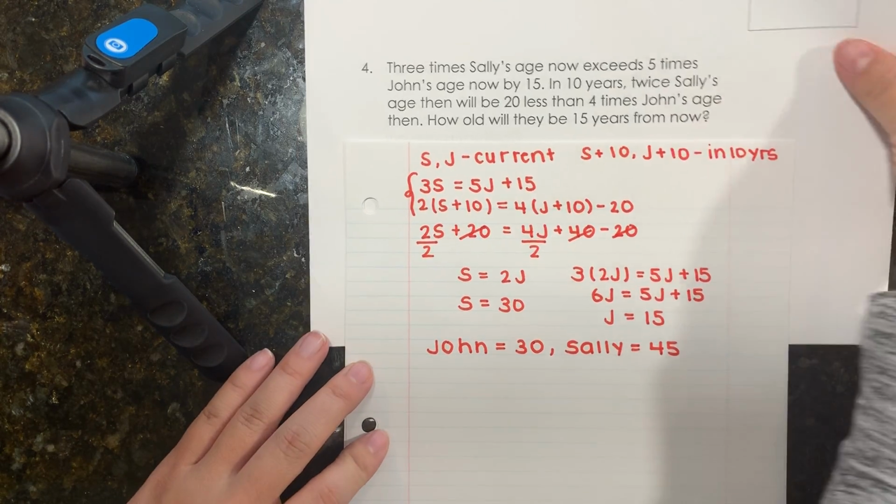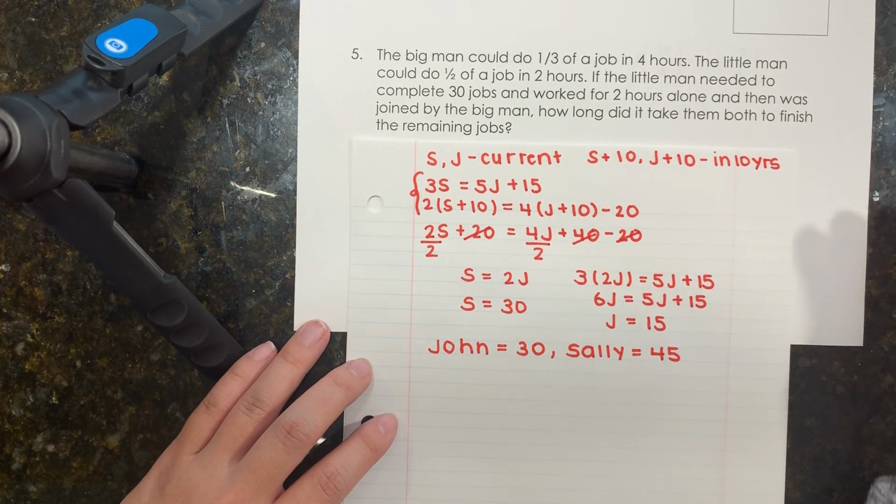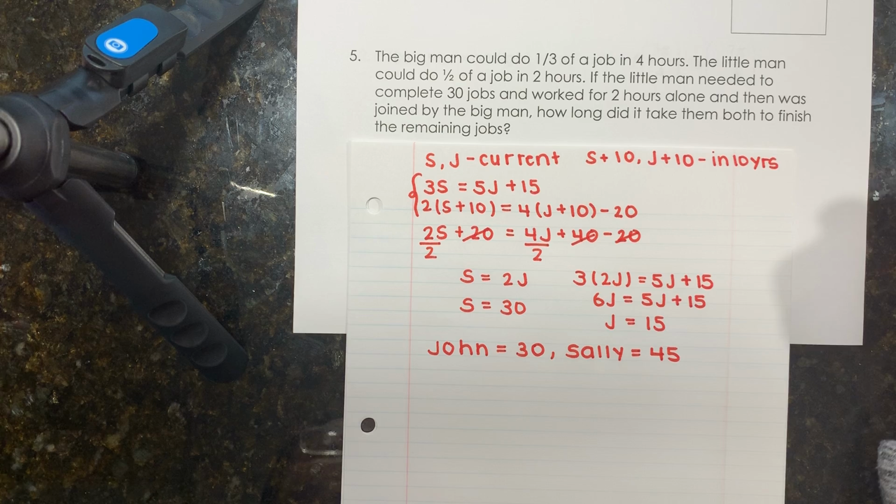Now moving on to number 5. Number 5 is the big man could do 1/3 of a job in 4 hours. The little man could do half of a job in 2 hours. If the little man needed to complete 30 jobs and worked for 2 hours alone, then was joined by the big man, how long did it take them both to finish the remaining jobs?